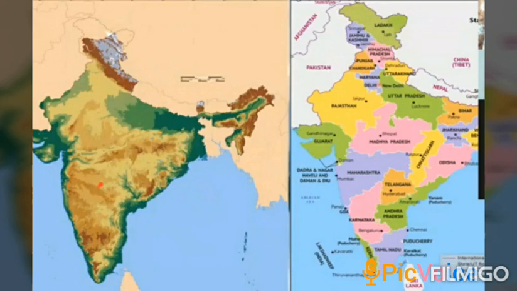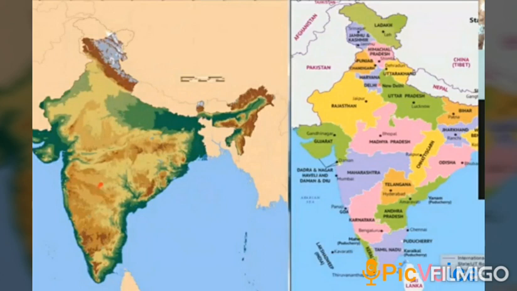While in the second map, you can see India is divided into small places and names are given to them. They are called states of India, and we can also see that capitals are mentioned. When names and capitals are mentioned in a map, then that map is called a political map.